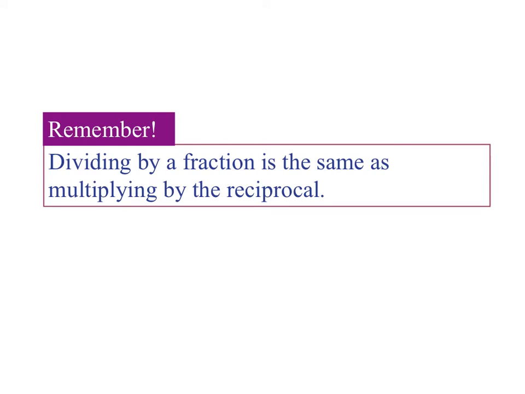An important point I want to make for all of these types of problems: remember, when we're dividing by a fraction, it's the same as multiplying by the reciprocal. In the previous problem, we had 1/2 base times height, so what did we do? We multiplied both sides of the equation by 2, or 2 over 1, the reciprocal of 1/2.